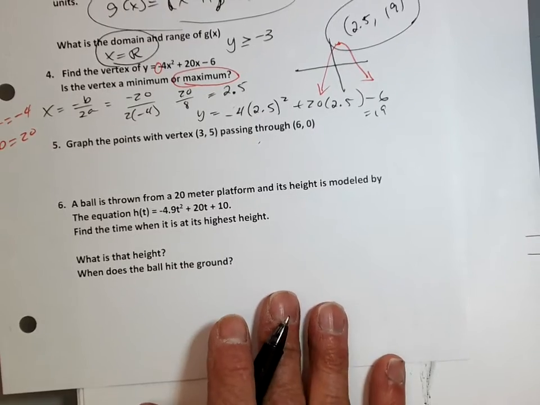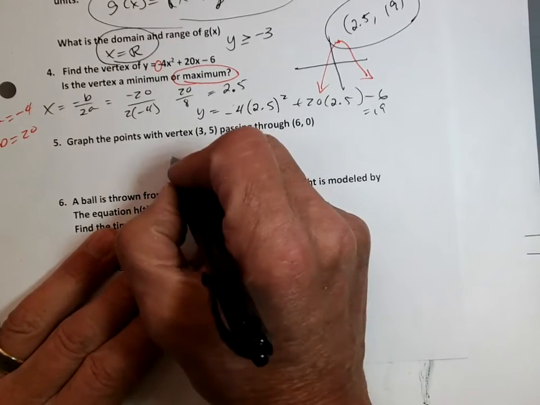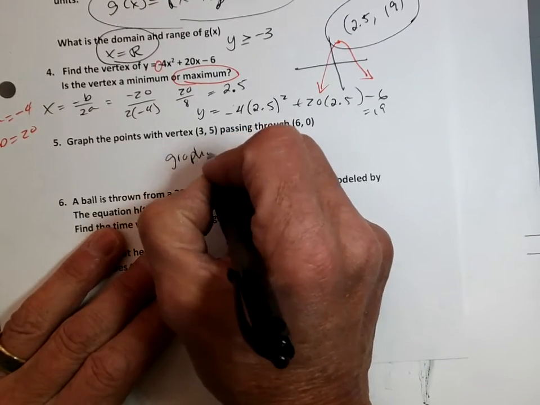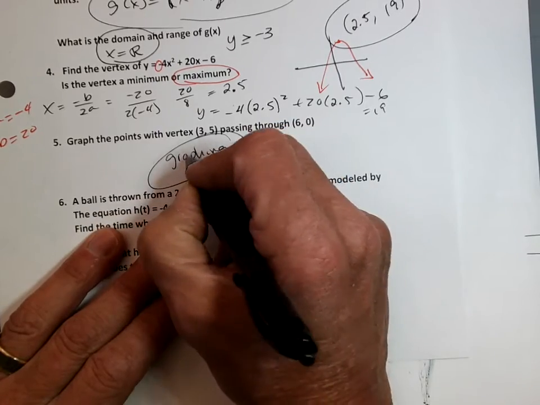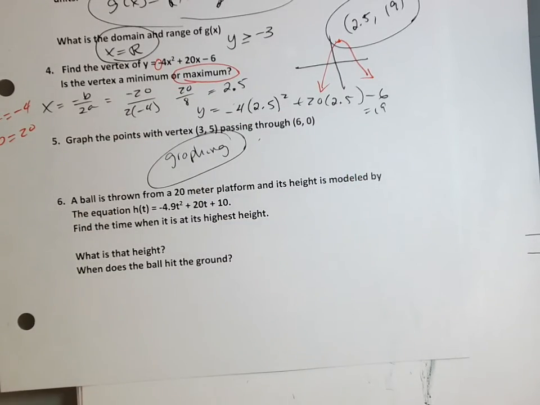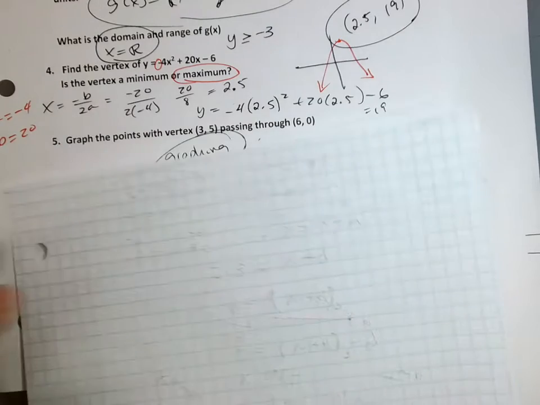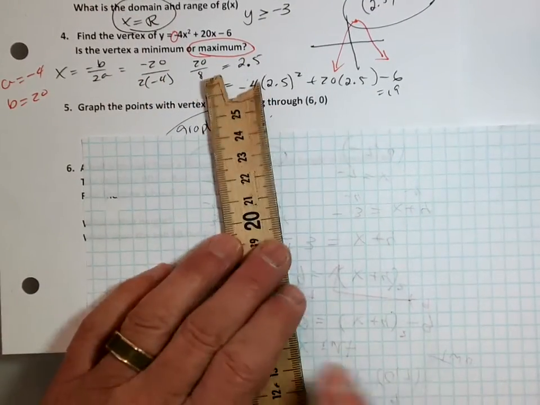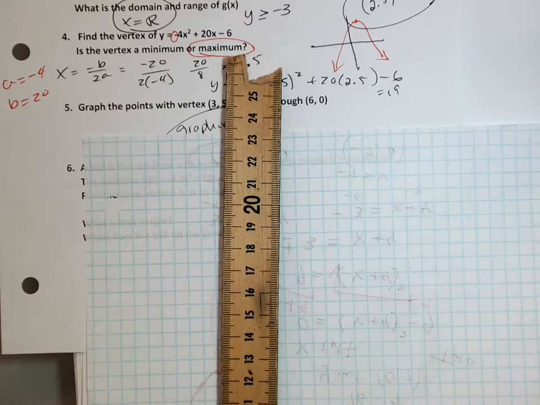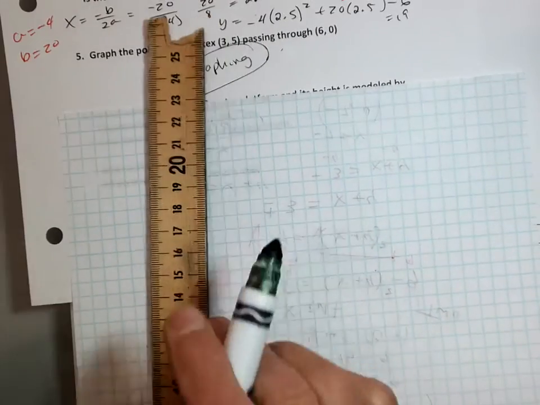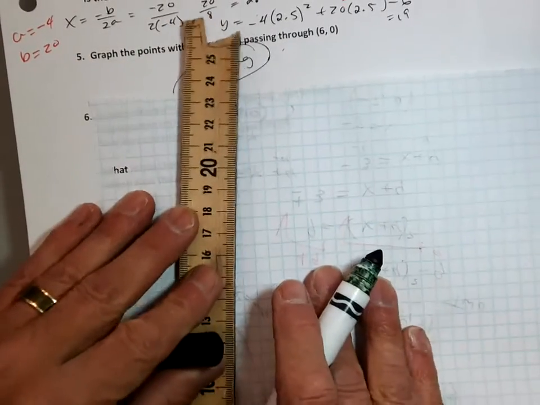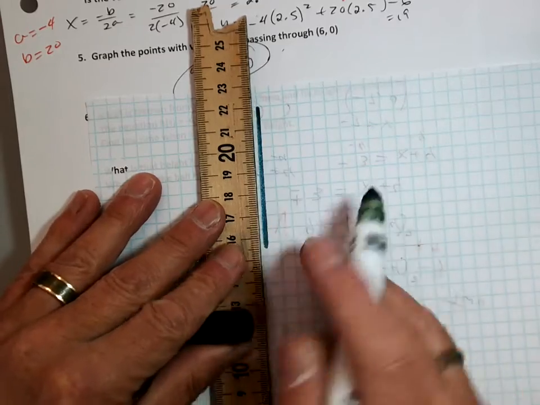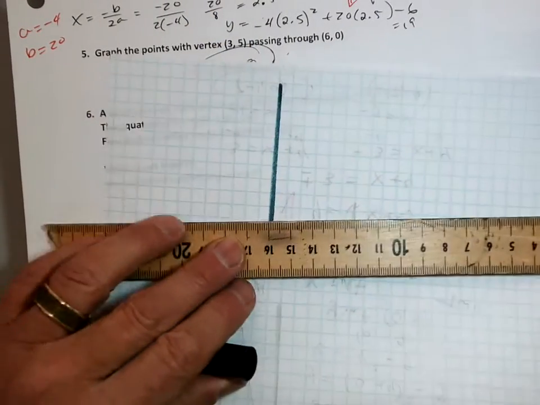Okay, number 5. Honestly, do number 5 by graphing. Take a moment to pull out a piece of graph paper. It can be done another way, but the easiest way to do it is just draw a picture. So on number 5, let's see what I got. Okay, so I got a vertex at 3, 5. Graph the points, and then let's see if we can come up with a parabola.